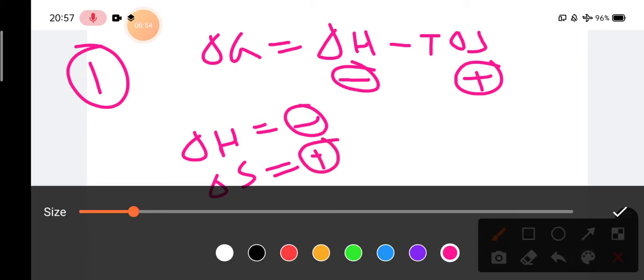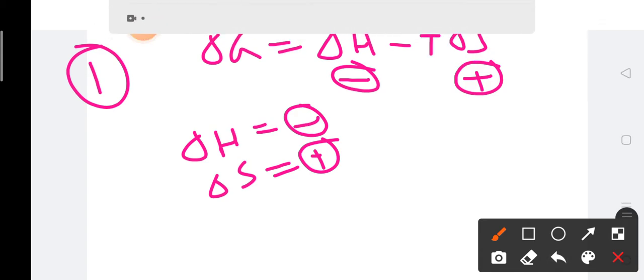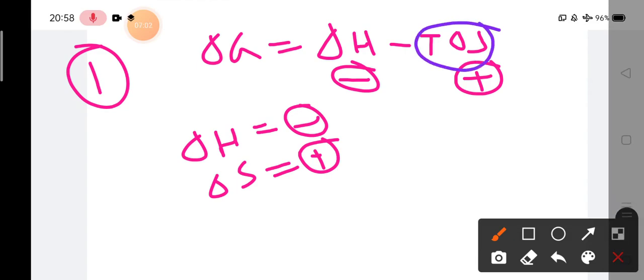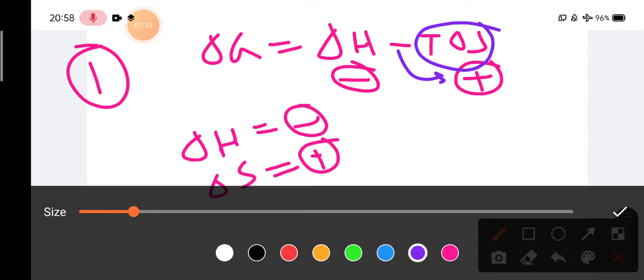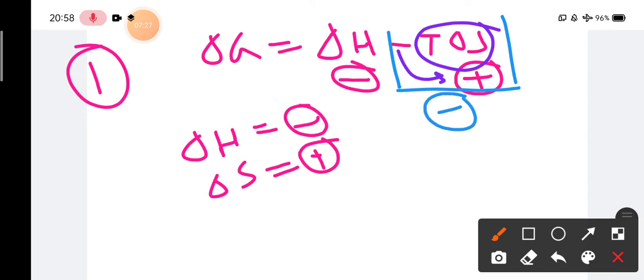If del S is positive, that means T del S is positive, but there is a negative sign before it, so this total term, minus T del S, will be negative. As it is negative and del H is also negative, both the terms are negative. So del G will be negative.